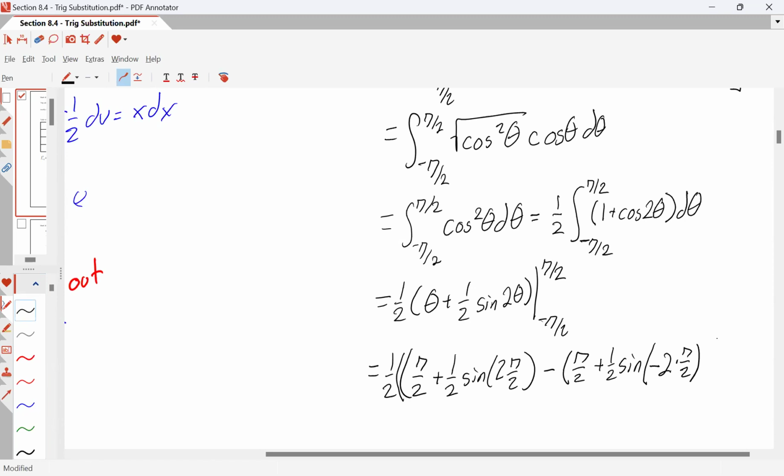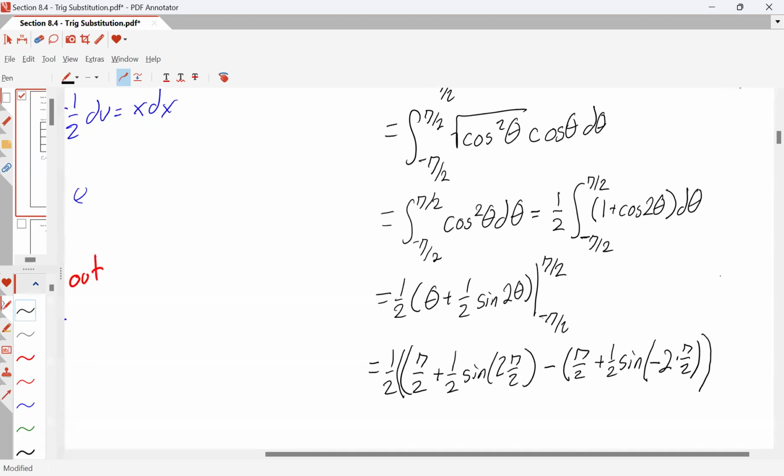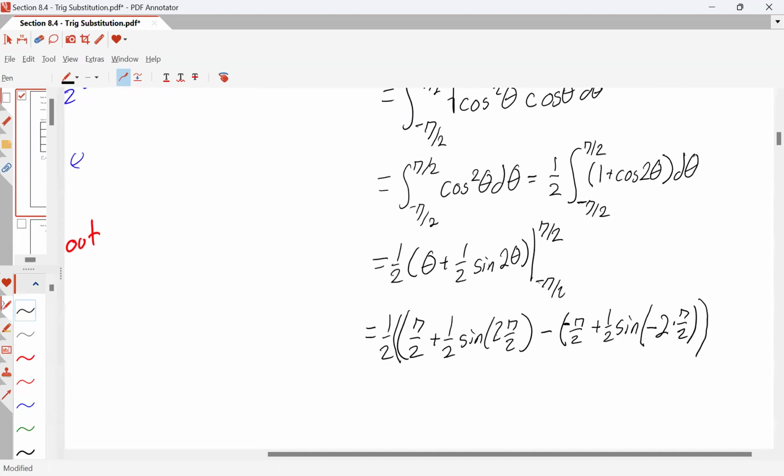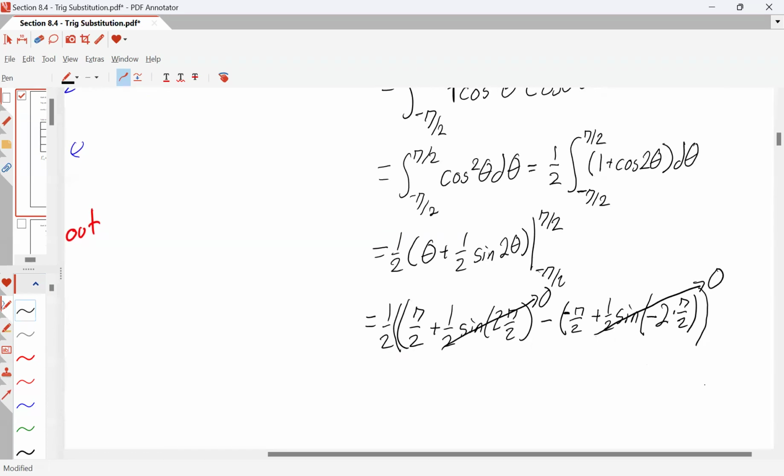This is the negative bound, -pi/2. And sine of 2 times pi over 2 is the sine of pi. Sine of pi is 0. So this is 0. And for the same reasoning, this is 0. Meaning we have 1/2 of pi over 2 plus pi over 2 times 1/2, which is equal to pi over 2.